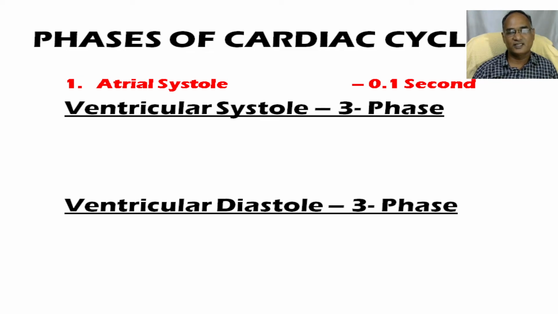The first one is atrial systole. The inferior and superior vena cava and the coronary sinus on one side, and the pulmonary return on the other side bring blood. So the left and right atria fill with blood and eject the blood towards the ventricle. That will take about 0.1 seconds. And ventricular systole is where the ventricle relaxes, then contracts.